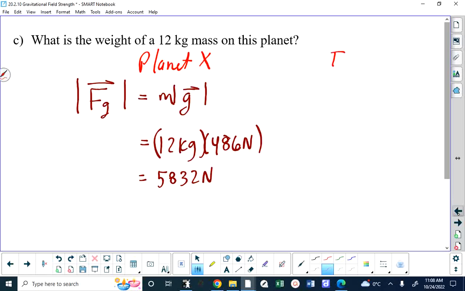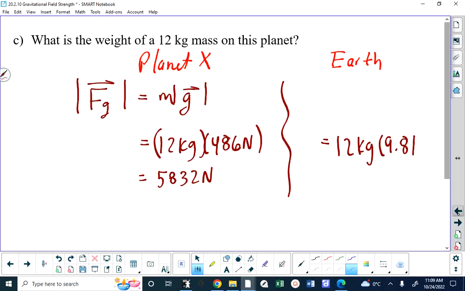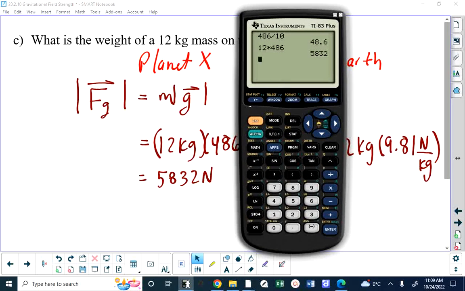What about on Earth? What would the weight be? This is nice because it goes back to what we talked about with weight. Weight changes depending on the gravitational field it's in. Mass doesn't change. So on Earth, this would be 12 kilograms times 9.81 newtons per kilogram. And I made a mistake here. This should be newtons per kilogram. (118 newtons).